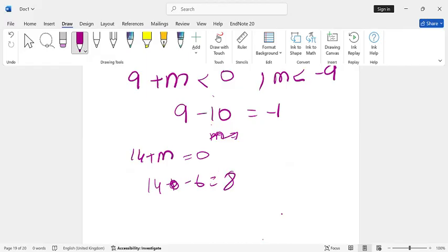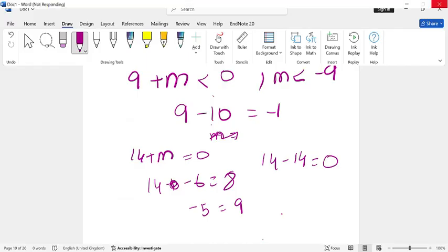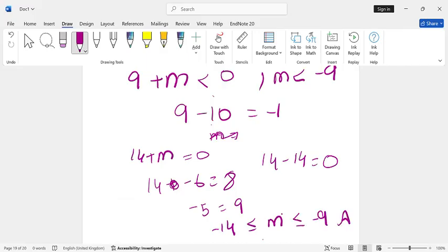If we put the value minus 5, it gives me a positive answer. And if I put positive 14, we get the answer 0. When we put the value minus 14, from positive 14 to minus 14, we say that the difference is like that. So we can say that minus 14 is less than or equal to m, and m is less than or equal to minus 9. This is our required answer.